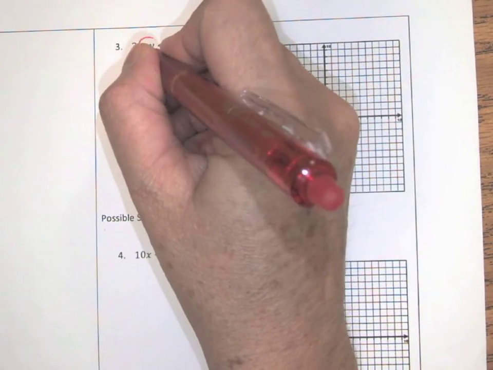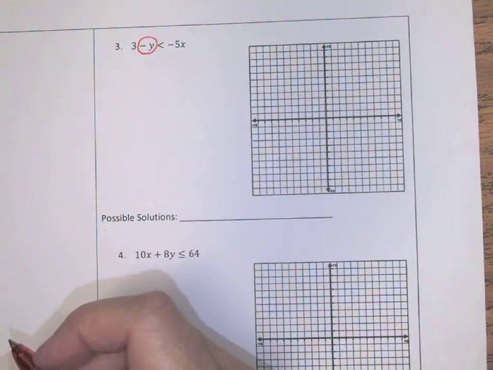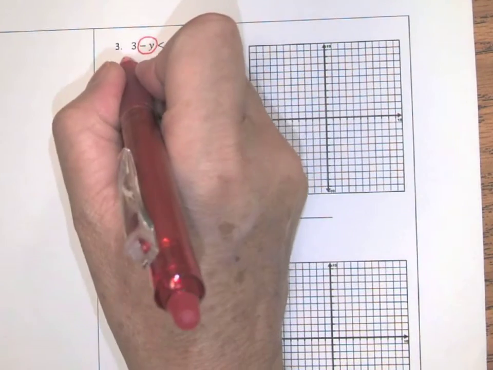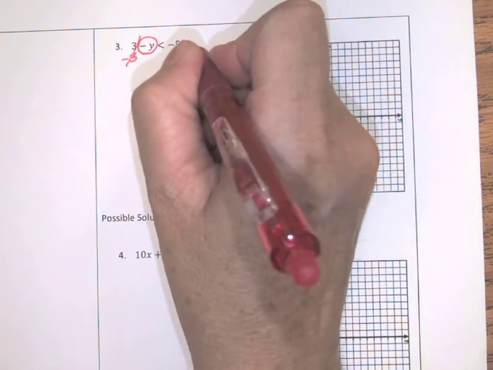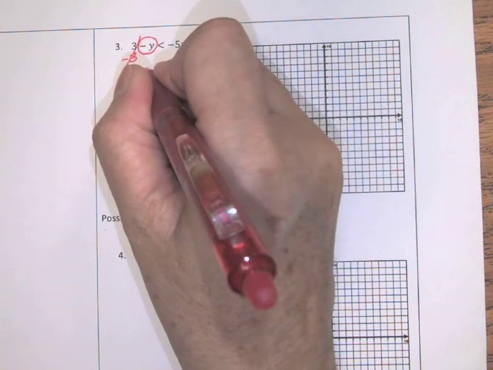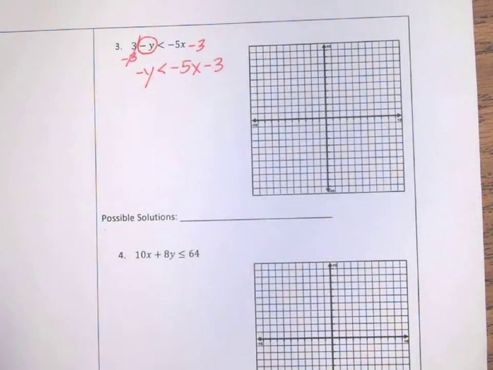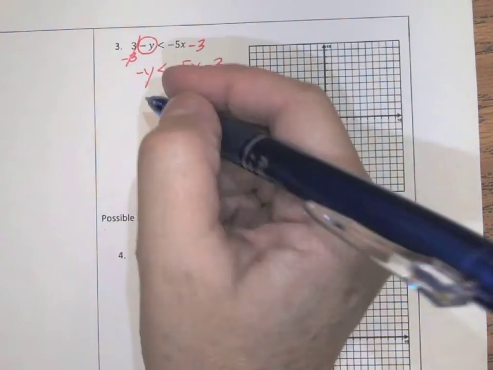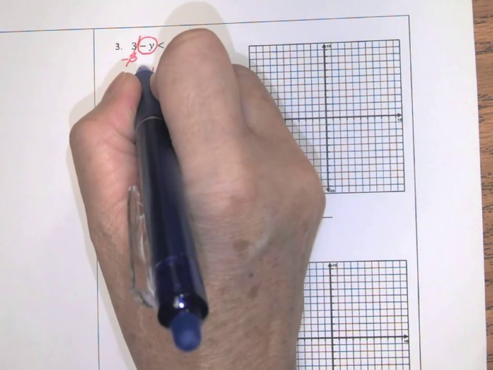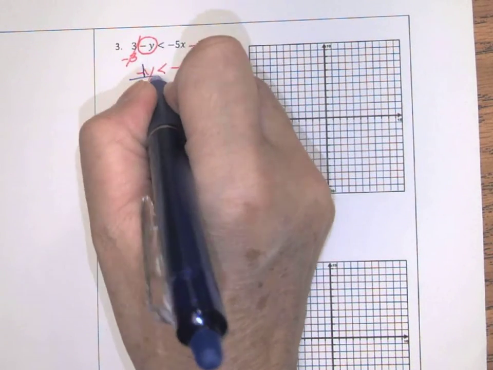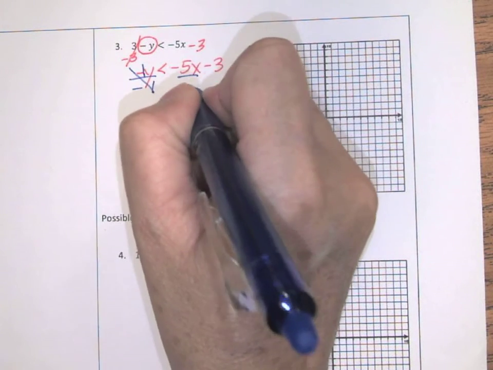You've got to remember that the minus is attached to the y, making it negative. Therefore, I need to get rid of the positive 3 by subtracting it. Let's bring all of this down because I'm not really subtracting, I'm just moving. Now what's in front of the y? Isn't it an imaginary 1? So I'm dividing by negative 1.